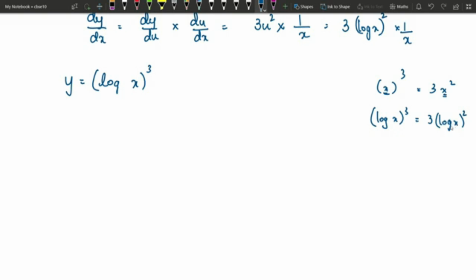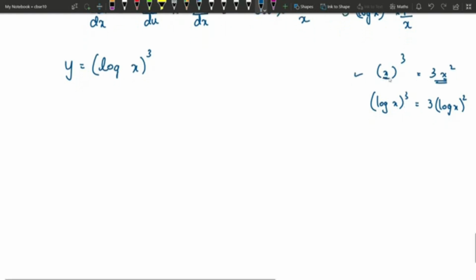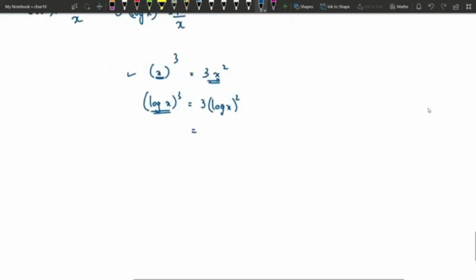I cannot stop here because it is not the standard formula. This is the answer for x. Since it is not standard, we need to differentiate that also. In place of x, I had log x, right? So this log x I have to differentiate. So what is the derivative of log x?